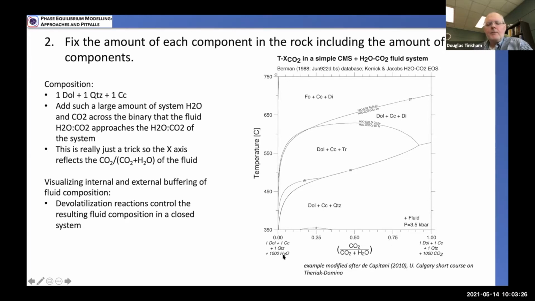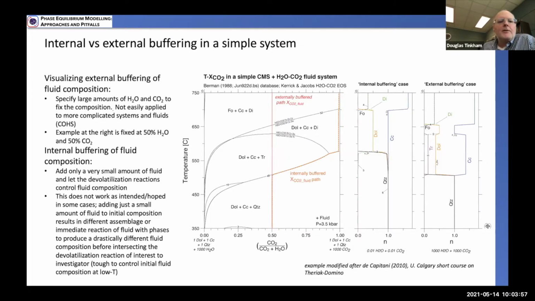And so your system is so dominated by H2O and CO2 that the fluid is a little bit variable in composition along a vertical line, but it's essentially a fixed fluid composition along any vertical line here. Now, we've all seen these diagrams in our introductory petrology courses, and they're used to show the case of internal buffering of a fluid and external buffering of a fluid. And so, we can do these types of calculations here.